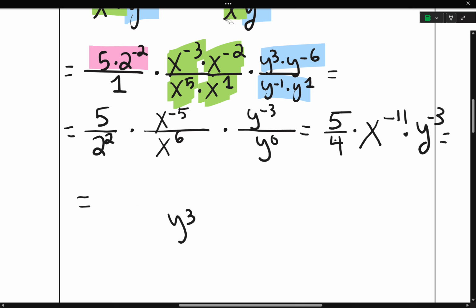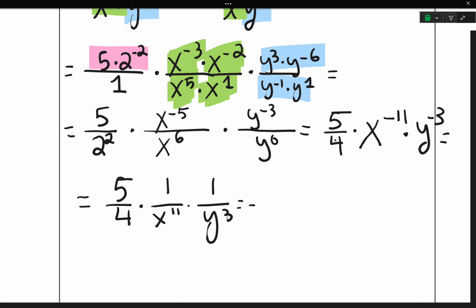You know what, let's space it out a little bit more. Let's do it like this first. Let's make it 1 over x to the 11th, 1 over y to the 3rd, and then we'll bring it all together. Gorgeous.